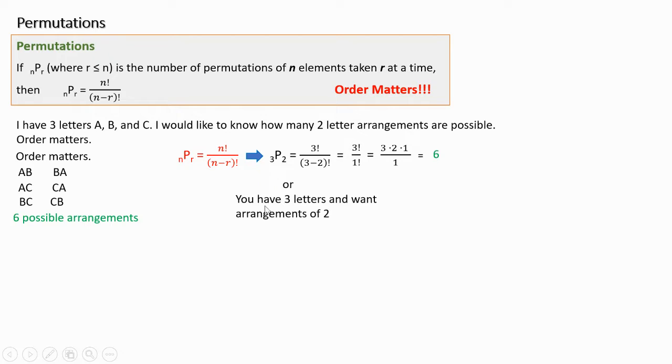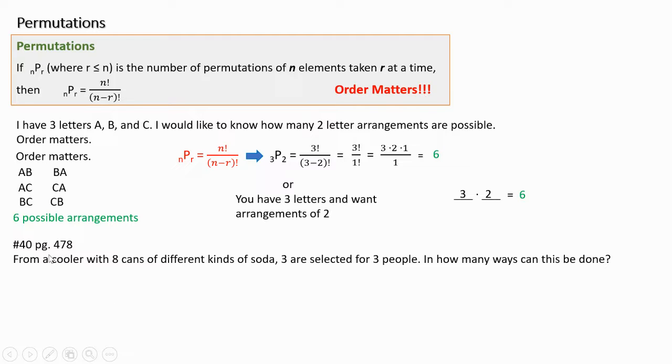Or you have 3 letters and you want 2 arrangements, so there are 2 spots. How many letters can go here? It can be 3, because A, B, and C can go first. After you choose the letter A, how many can go here? How many are left? 2. So 3 times 2 is 6, right? You can do it also this way.